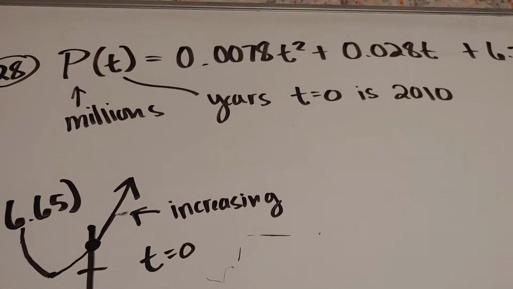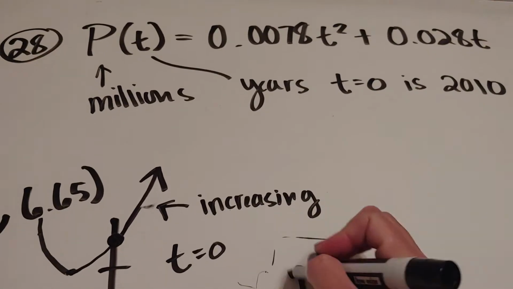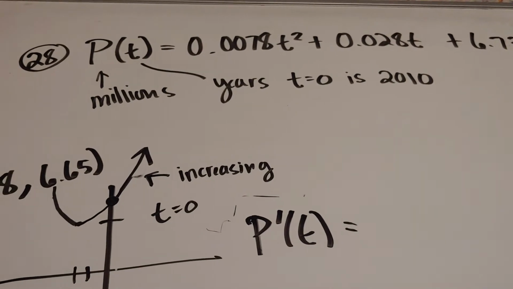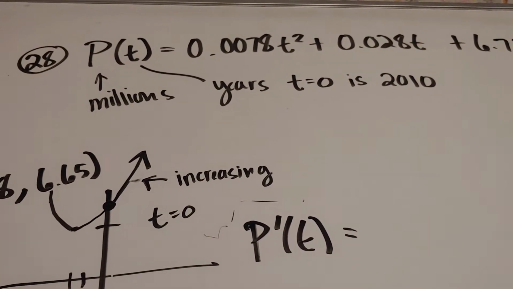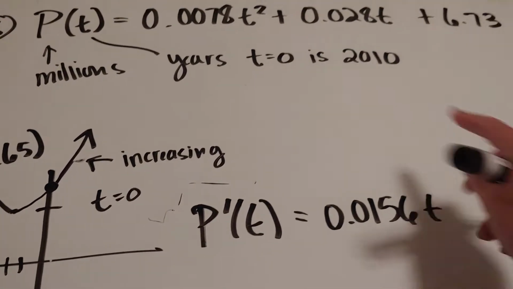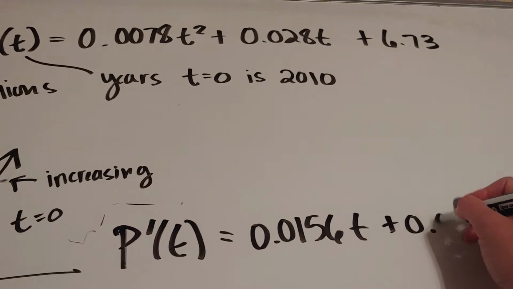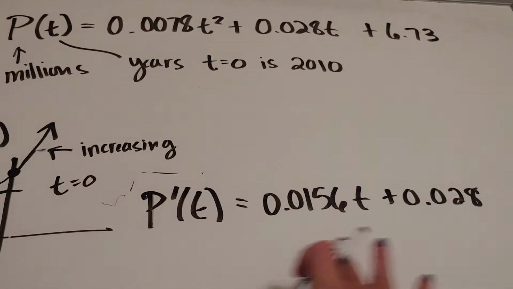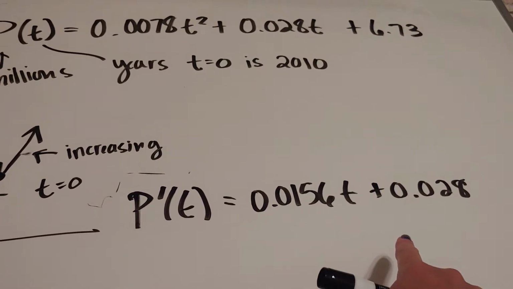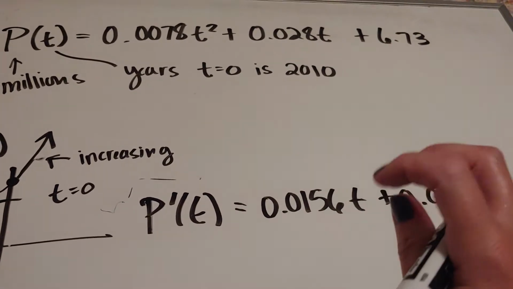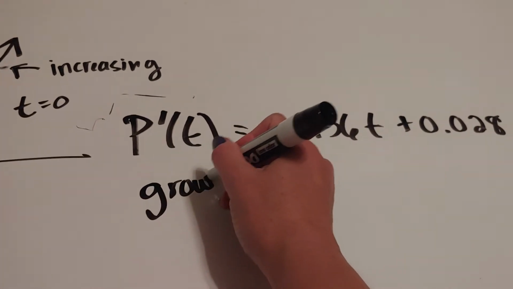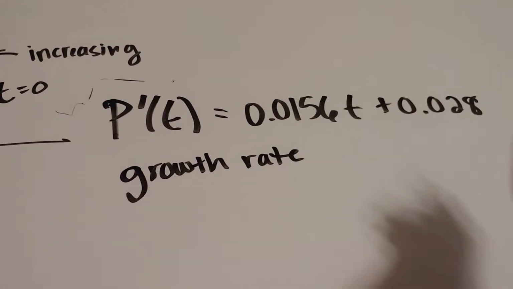Now, if I want to know the growth rate, we would take a derivative. If I take this function and take the derivative, I take 0.0078 times 2, which is 0.0156. And then the derivative of the next piece will just be 0.028. This is going to tell me the number of people per year that are growing in the city. Growth rate, by the way, is not just births and deaths. It's also people moving in and out of the city.